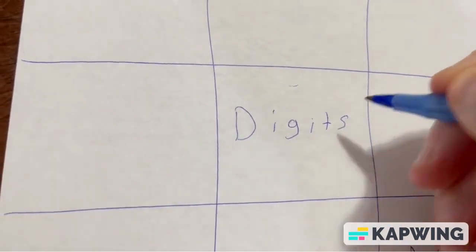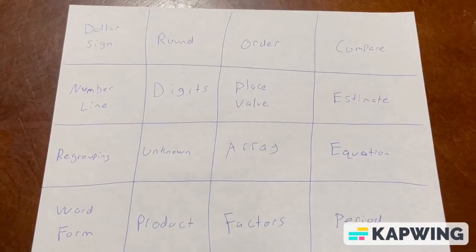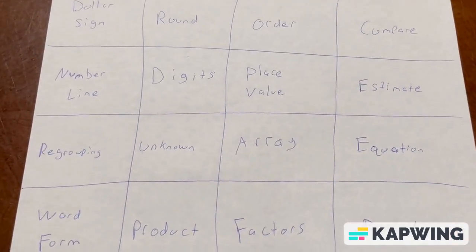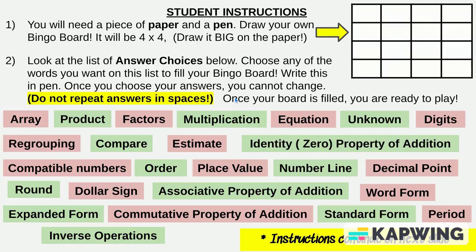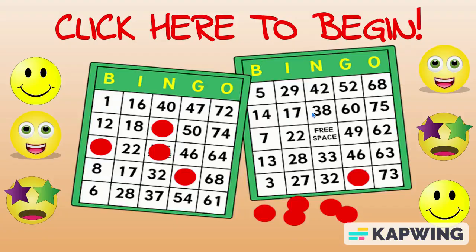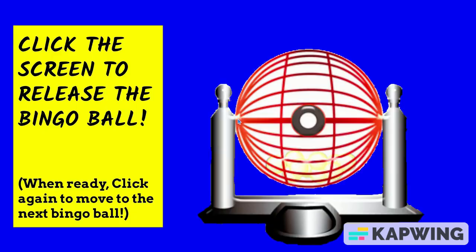If they draw a 4x4 board, this gives them 16 squares to fill up. They will then fill those 16 squares with the vocabulary words you see on the screen. These words being filled into the squares are the answers. During the game, which will start in a moment, the bingo balls will release the definitions. Once your students fill up their bingo boards, and they can put the words in any places they want on their own board, it is time to play the game.